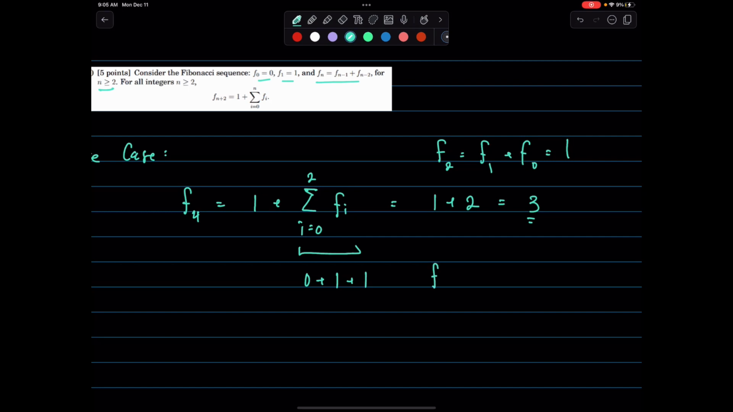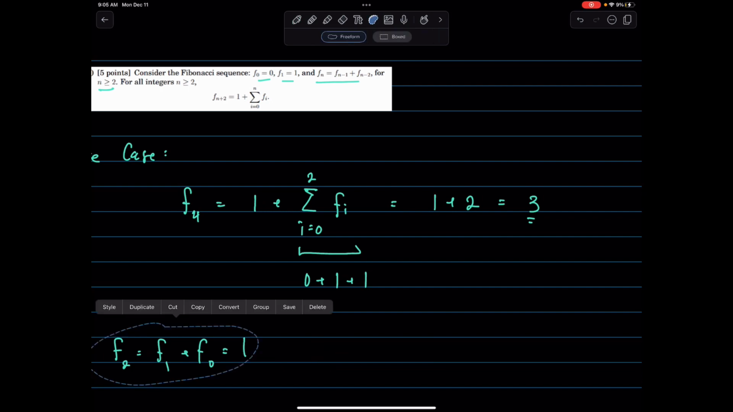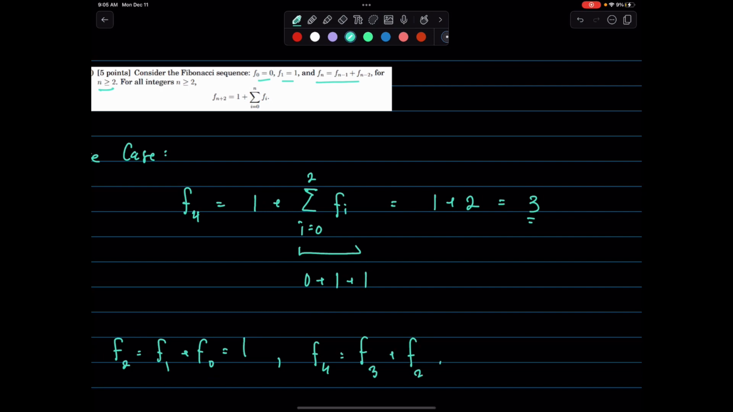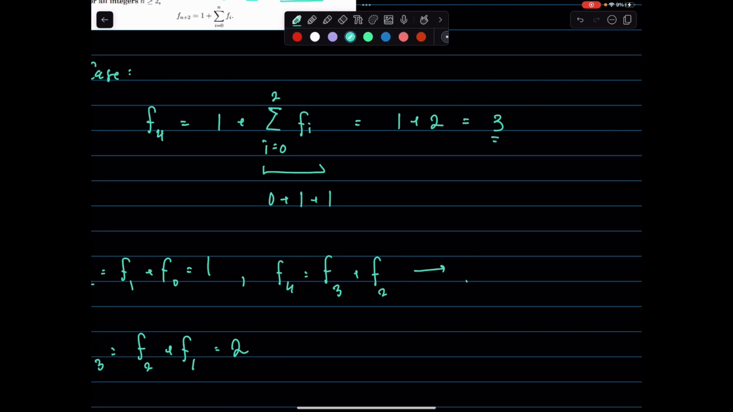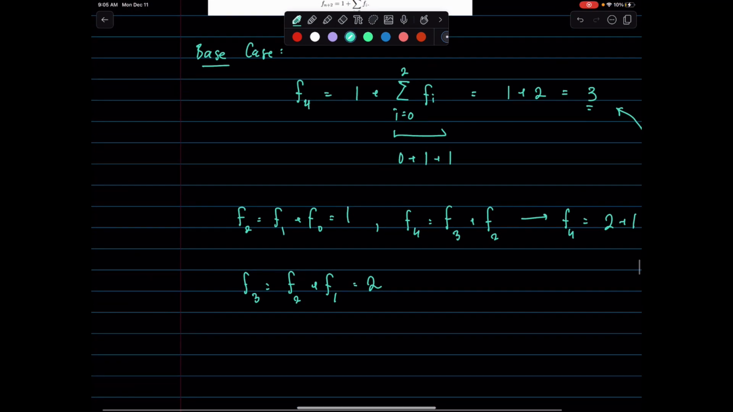Now we'll double check that with the actual formula, where f of 4 is equal to f of 3 plus f of 2. We don't know f of 3 yet, so f of 3 is equal to f of 2 plus f of 1, which is equal to 2. So that means f of 4 is equal to 2 plus 1, which is 3. And these both match. So that's good. Next, on to our induction step.